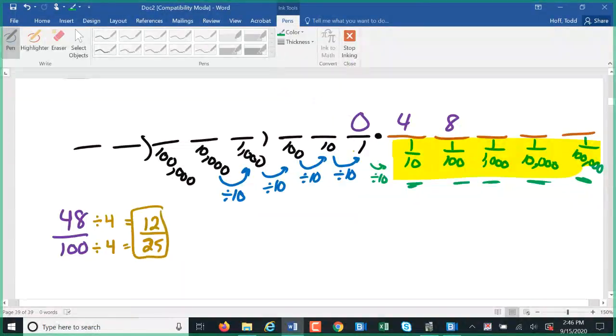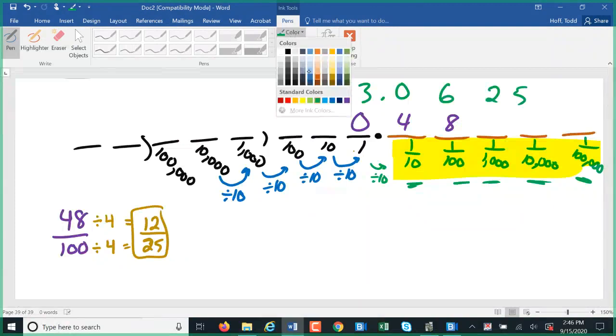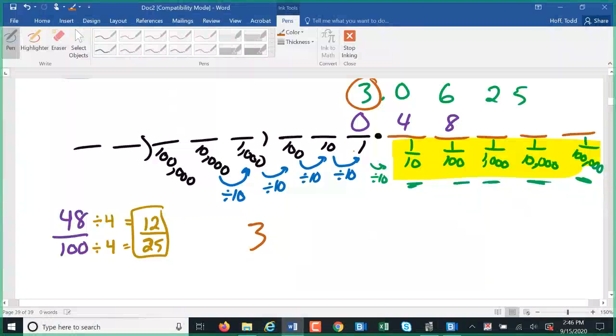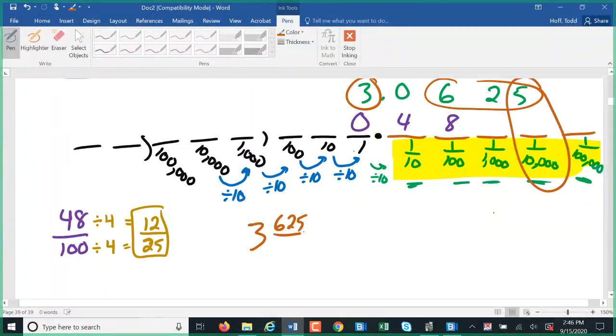What if I had 3.0625? Well, the part in front of the decimal point doesn't affect the fraction at all. Just like we have mixed numbers in fractions, where we have a whole number and a fractional portion, we have mixed numbers in decimals. That 3 is a whole number. Now the 0.0625, well, again, we have the 625, and we put it over the place value of that last digit, 10,000.